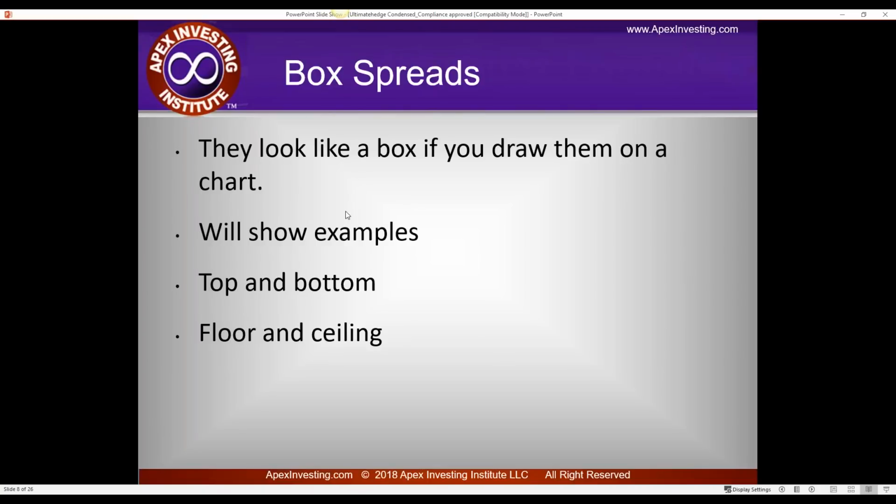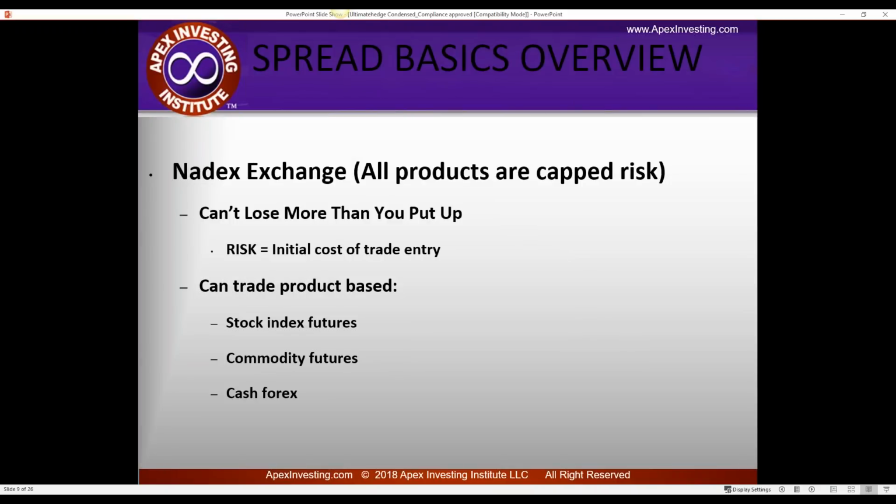I'm going to show you some examples here of how to hedge, and again, just give you the basics. Spreads, I like to call them box spreads, because if you draw them on a chart, that's what they look like. They look like a box. They have a top and a bottom, or what we call a ceiling and a floor. All of the products with Nadex are capped risk. You cannot lose any more than what you put up to get in the trade. Your risk is the initial cost to enter the trade, and I'm going to show you how that works as well. Nadex offers spreads on various stock index futures, commodity futures, and cash Forex.